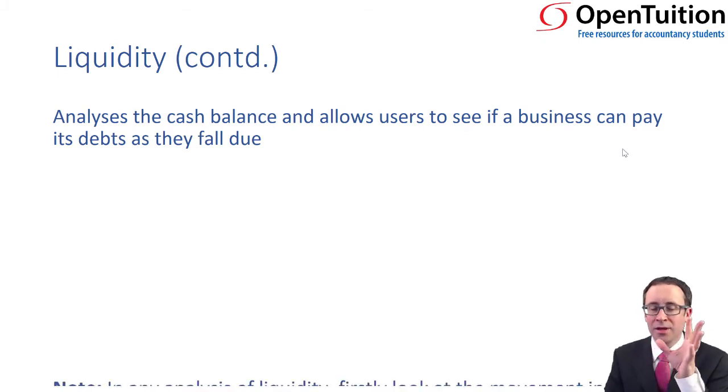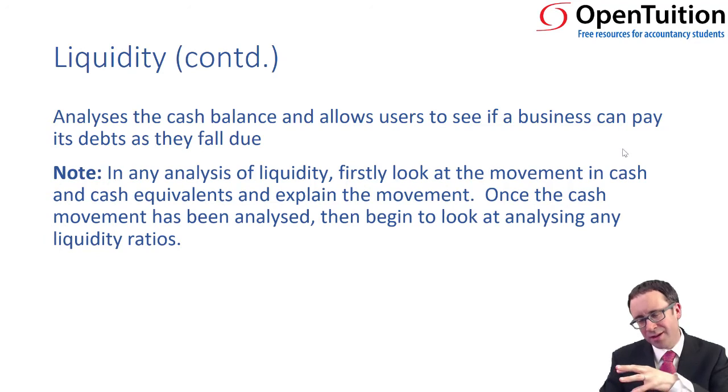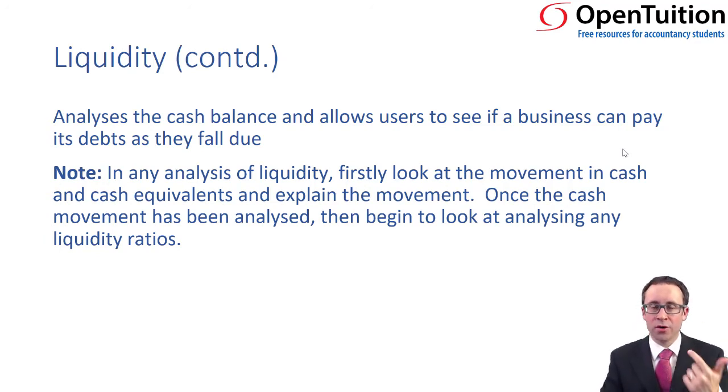So please note, in any question, don't dive in and analyse the liquidity ratios, the current ratio, the quick ratio. No. First of all, analyse the cash balance, and once you've looked at the cash balance and the reason why it's gone up or why it's gone down, you can then support that with the liquidity ratios.